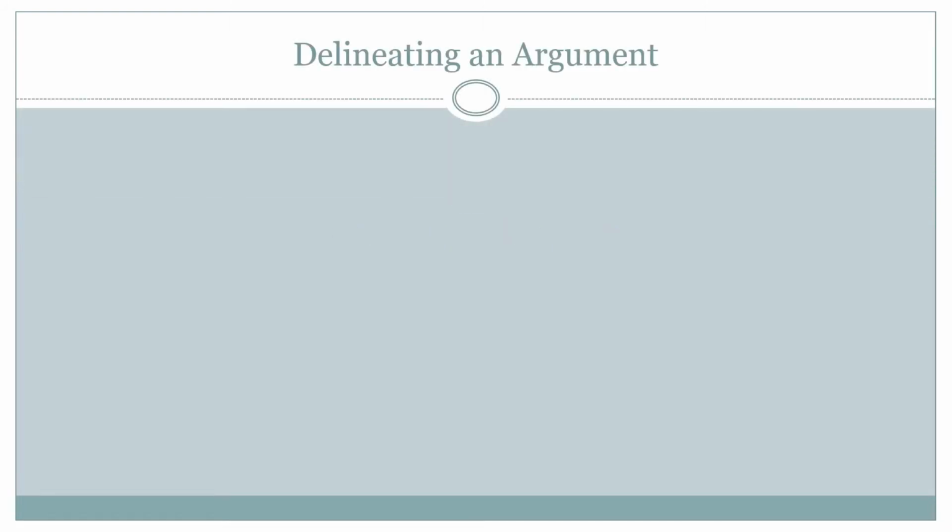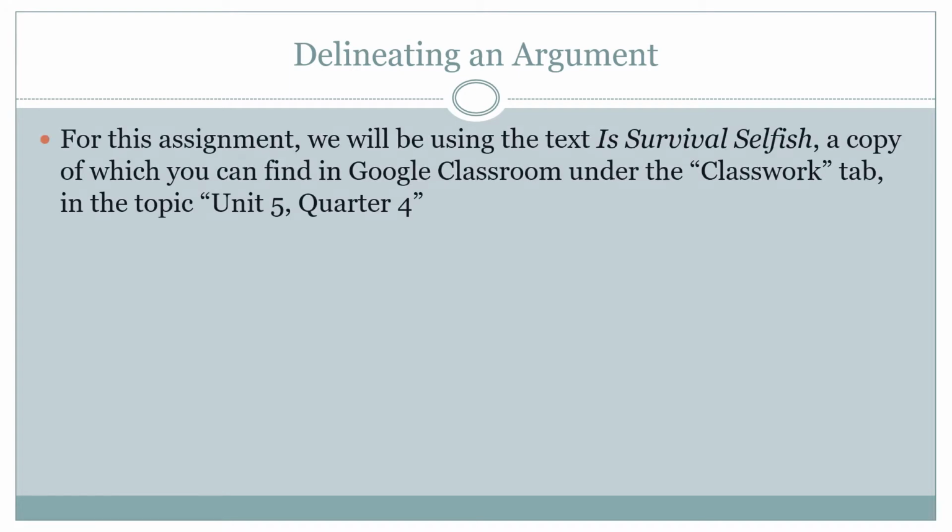Now, what we're talking about today is delineating an argument. For this assignment, we are going to be using the text, "Is survival selfish?" We had actually started this text before school let out, so you may have a paper copy of it if you brought it home with you. That's great if you do. If you don't, there is a PDF copy in Google Classroom under classwork, under the topic Unit 5, Quarter 4.